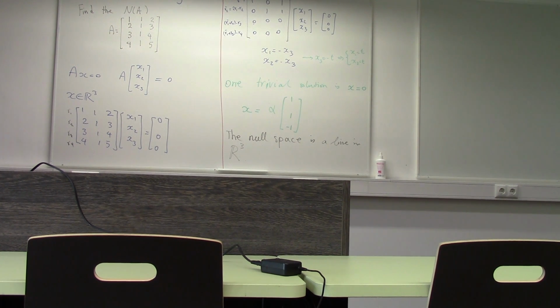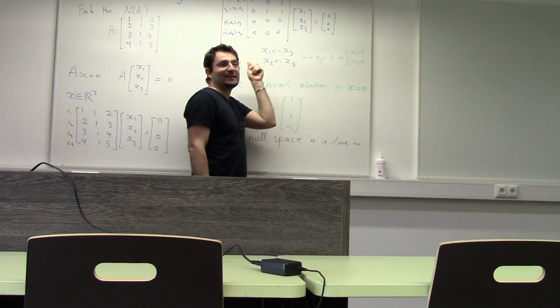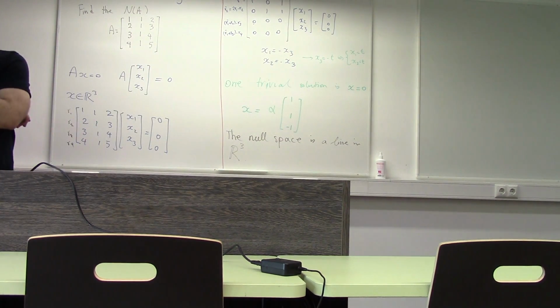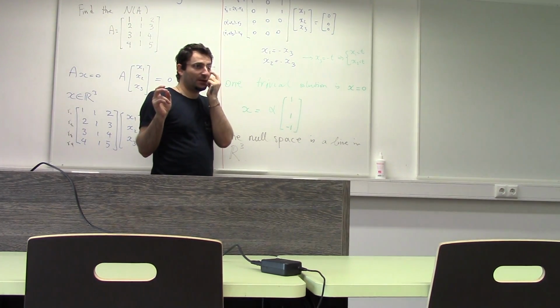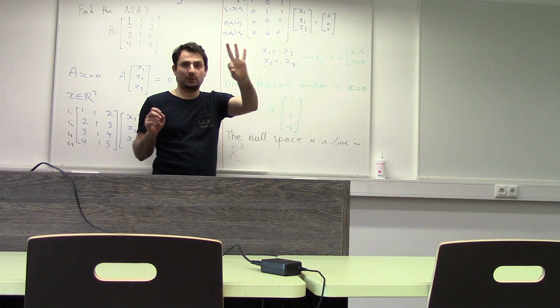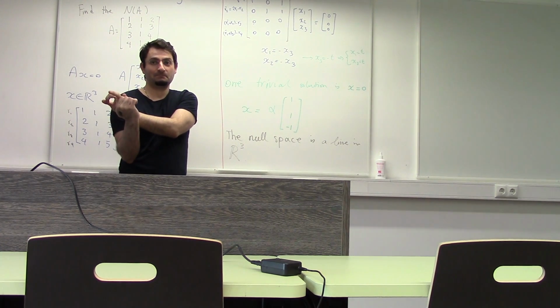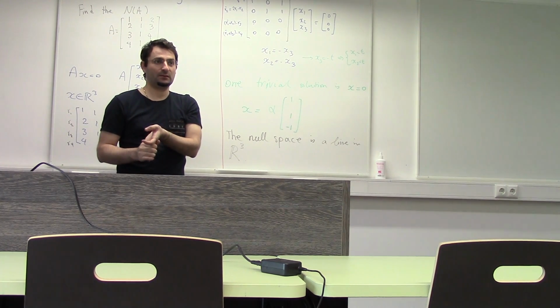What would happen if we had two parameters changing? Let's say x3 was t, x2 was s, and x1 was just a combination of them. Then what does it represent in R3? If you might remember it from high school geometry, if one of this trio is changing, it's a line. If two of them are changing, it is a plane. And if all three are changing, it's a hyperplane.